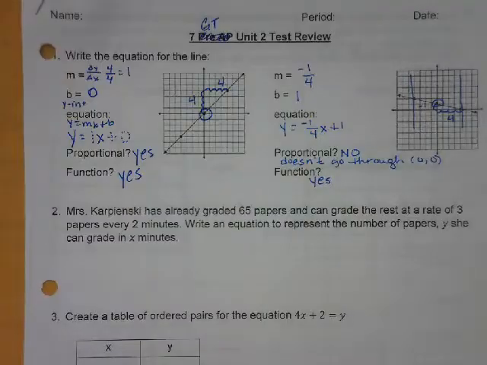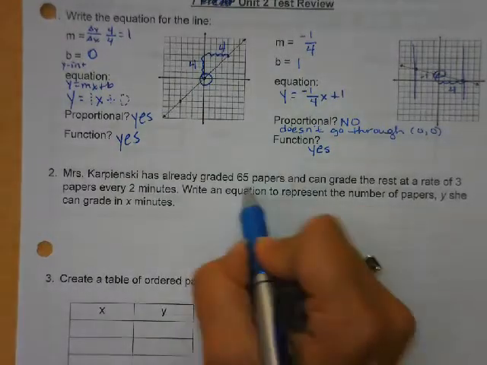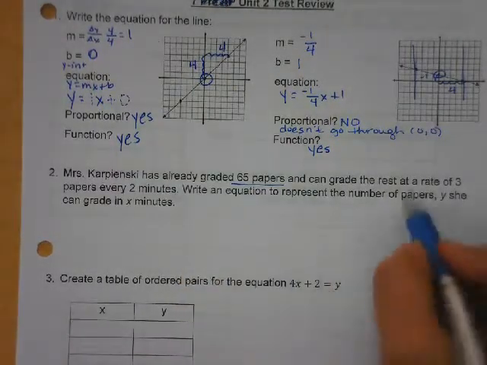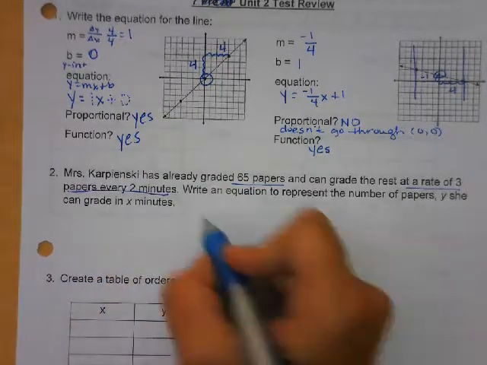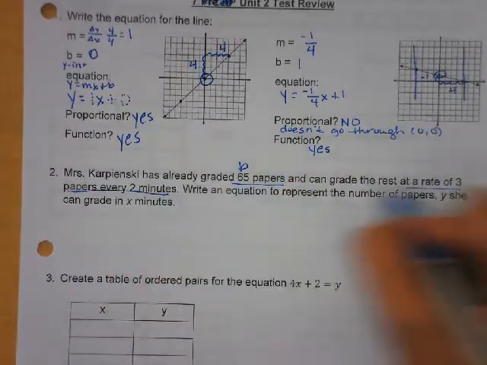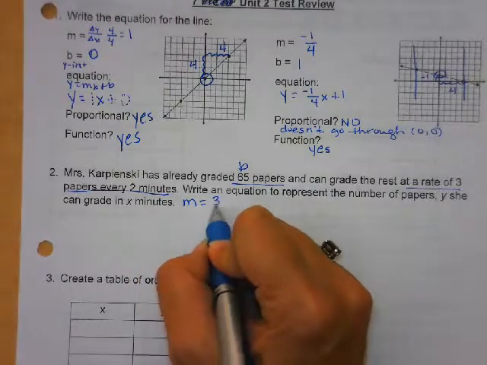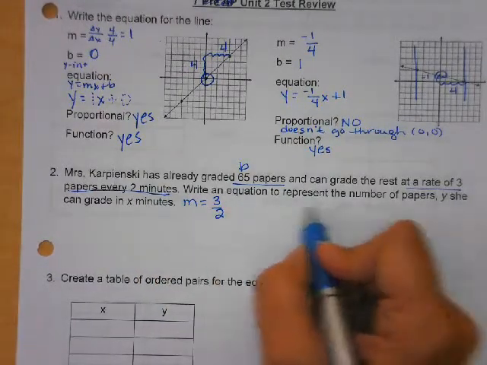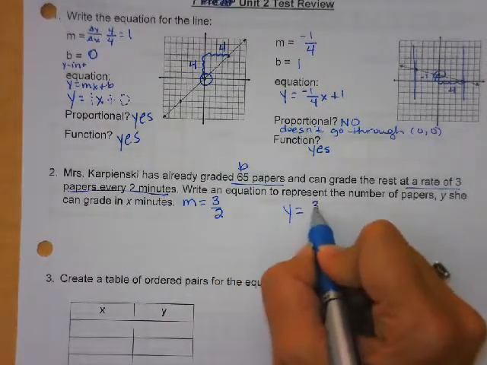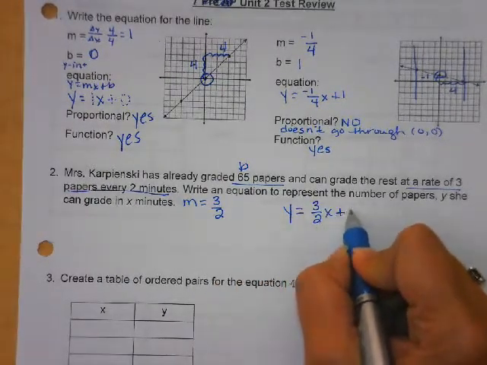On number 2, Mrs. Karpinski has already graded 35 papers, and she can grade at a rate of 3 papers every 2 minutes. So this is my b. My m is 3 papers every 2 minutes. So when we write our equation, I have y equals 3 over 2x plus 65.